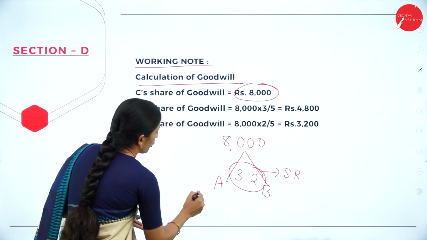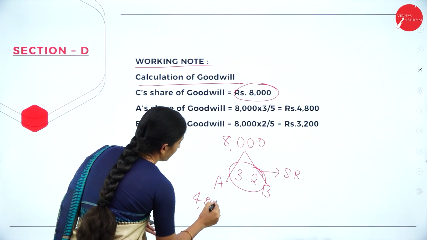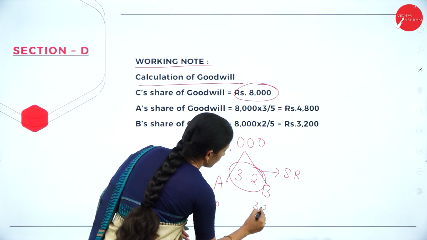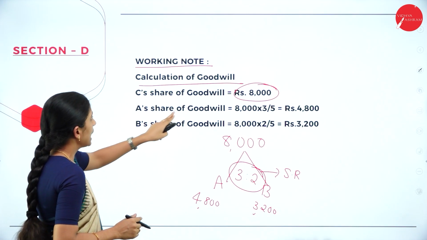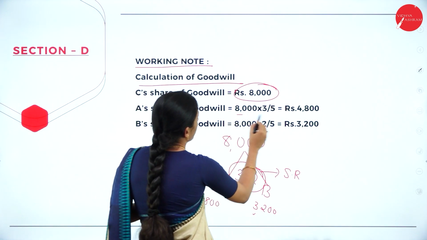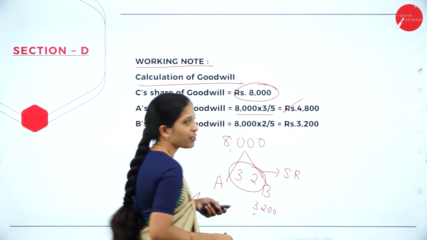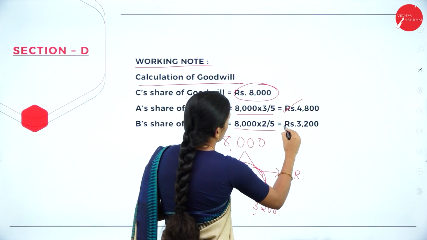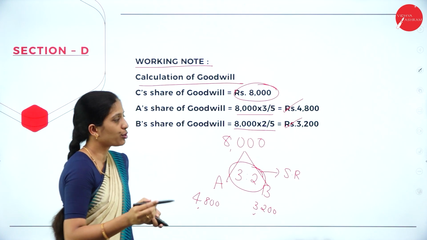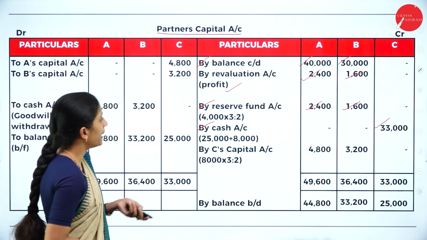So if you distribute, you will get 4,800 and 3,200. Now that's what I have written here. A's share of goodwill is equal to 8,000 into 3 by 5, you'll get 4,800. And B's share of goodwill is equal to 8,000 into 2 by 5, that is 3,200. So how do you write here?